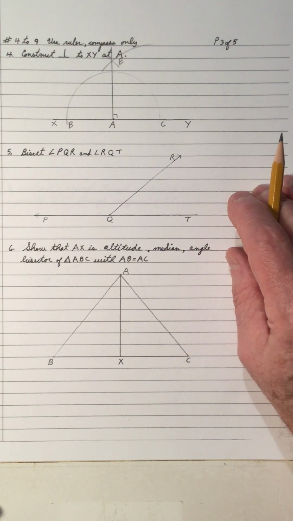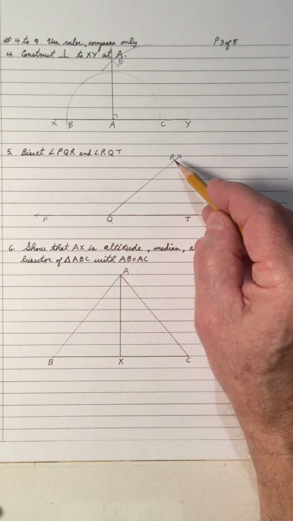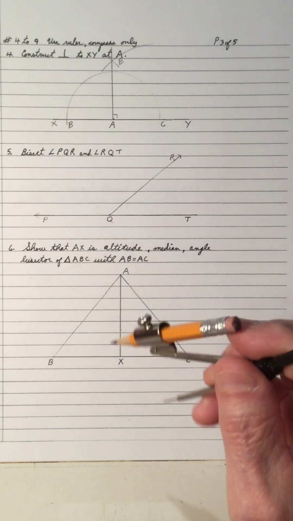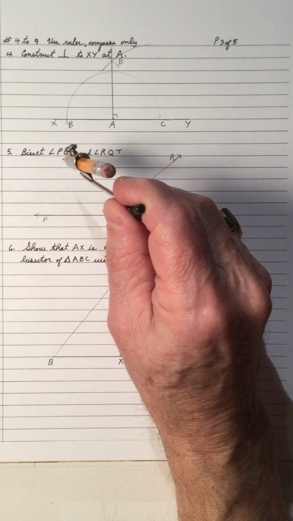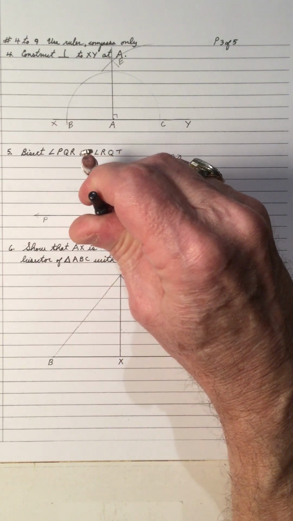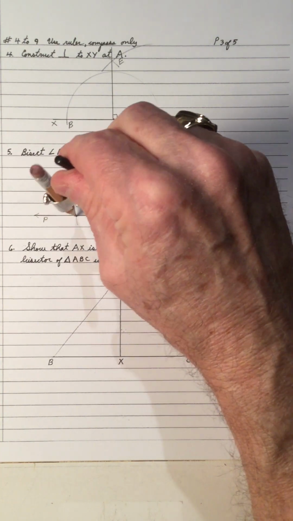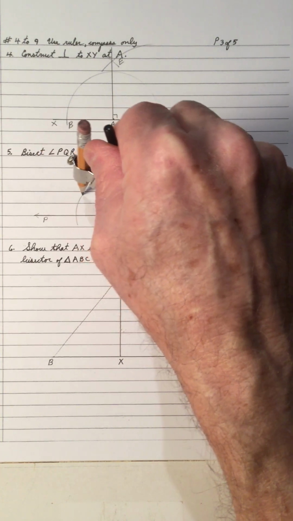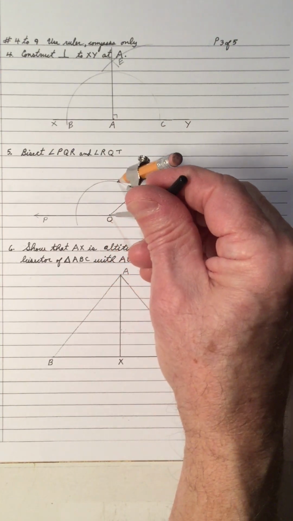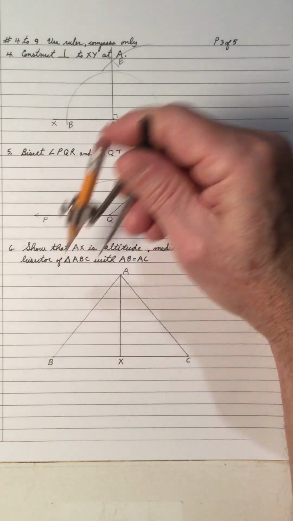Number 5, bisect PQR. This is PQR, and bisect RQT. So what I'm going to do to bisect, I'm going to take my compass, put it at Q, and because I'm bisecting both angles, I'm going to use the same arc for both angles. So draw an arc. So here's cutting PQ, cutting RQ, and I'm also going to use the same arc to cut QT. So there's the same arc.